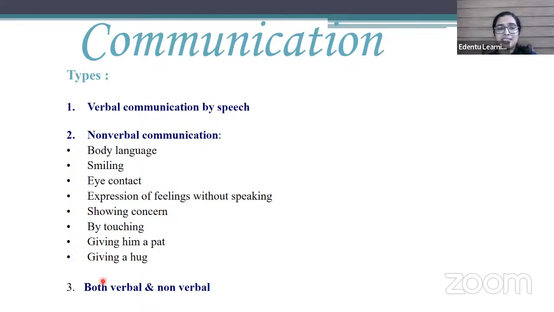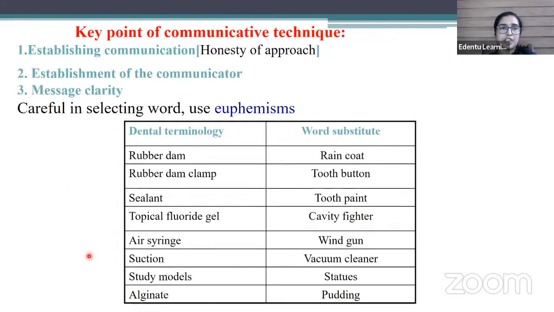And then we have the third category, wherein we have both verbal as well as non-verbal modes of communication. So the key point of communicative technique is to establish a very good communication. That is basically honesty of approach is very much important. Establishment of the communicator and the message that has been delivered should be very clear. So the establishment of the communicator is nothing but in specific areas, that is in the reception, the receptionist is the person who is supposed to interact with the child and not the dentist. So at each level, you have to go with that particular communicator according to the levels.